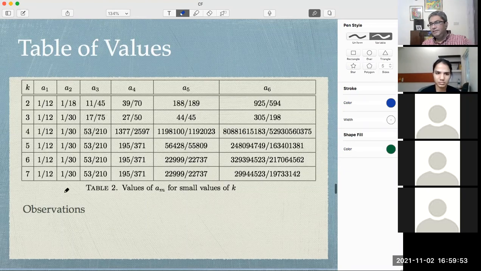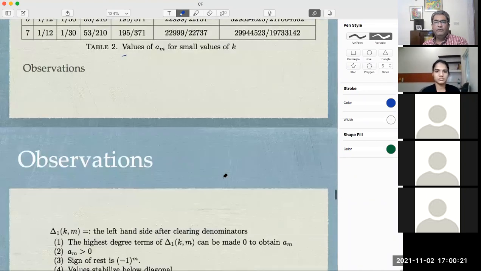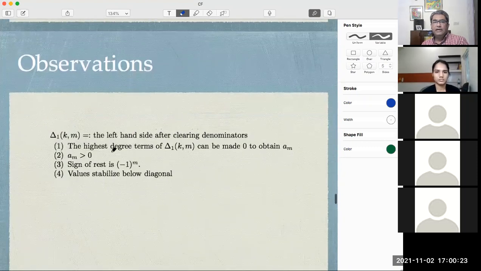So then we created a lot of values. It's easy to program this. We just programmed it, got a lot of values of A1, A2, and some things which we need to observe. If you notice, below the diagonal, things stabilize. You get bigger and bigger numbers, but they're all positive. Below the diagonal, they seem to stabilize, and we do get alternating signs. So let me put down the observations.